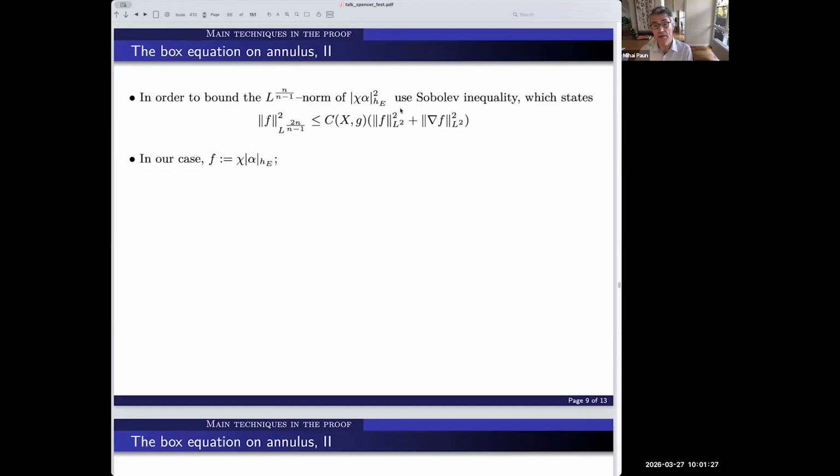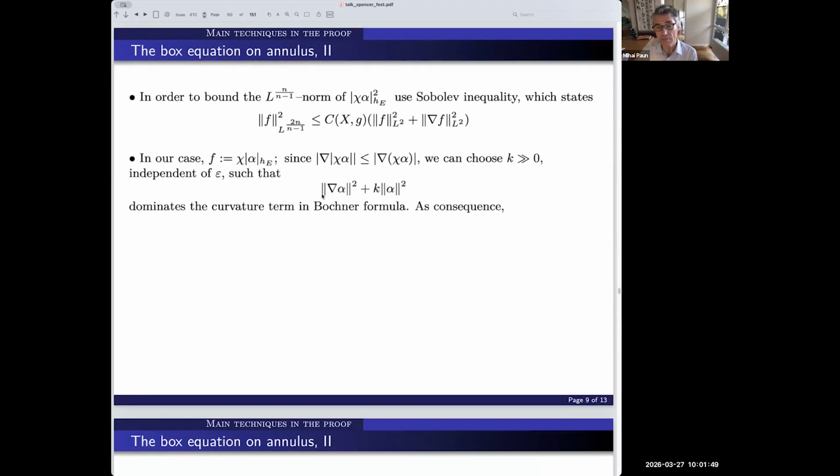So now in our case, the function f, which we take here, is simply chi times the norm of alpha, the norm of our test form. And then the observation is that the gradient of this f is smaller than the gradient of the product of alpha and chi. And then again, if you look long enough at the previous inequality, you will see that in fact, thanks to this here, this term, which is positive in Bochner formula, will dominate the curvature term.